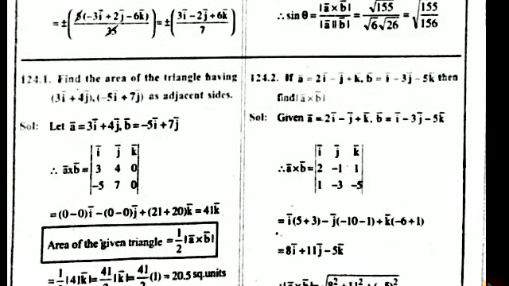Next one. Find the area of the triangle having adjacent sides. Okay. Area of the triangle is half mod a cross b. Find the a cross b, find the value of the mod a cross b. Simply finding this value. Okay.